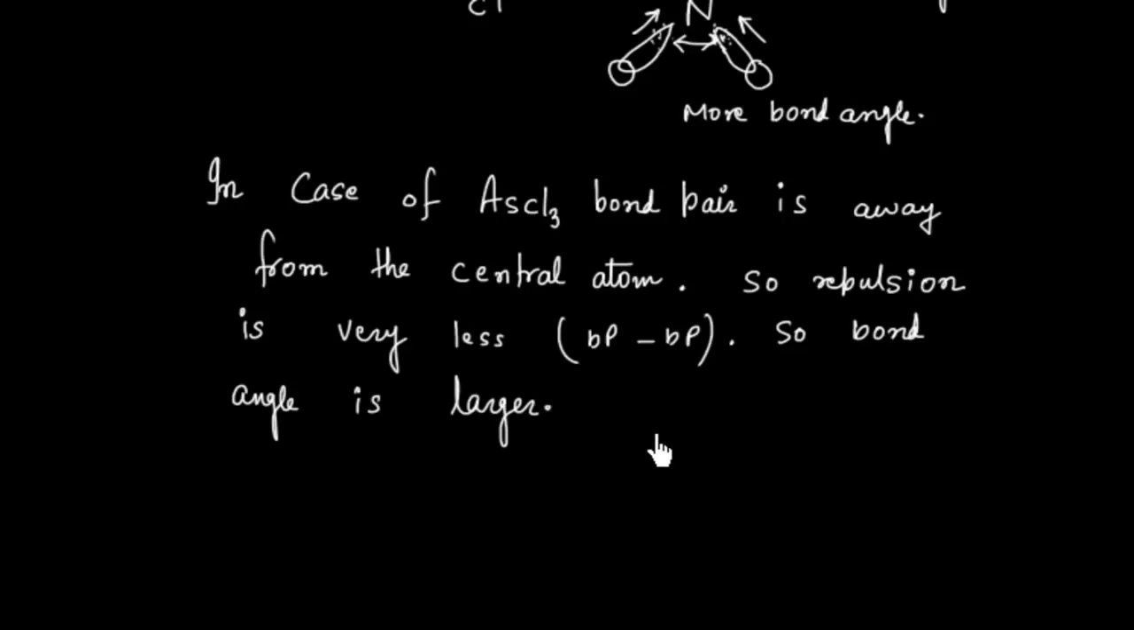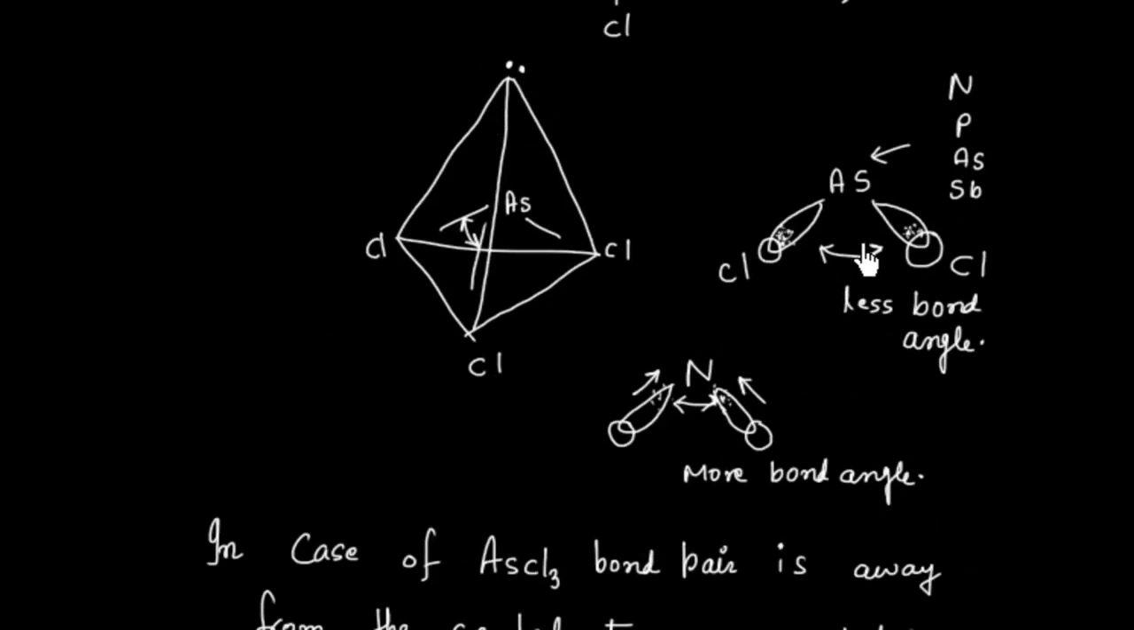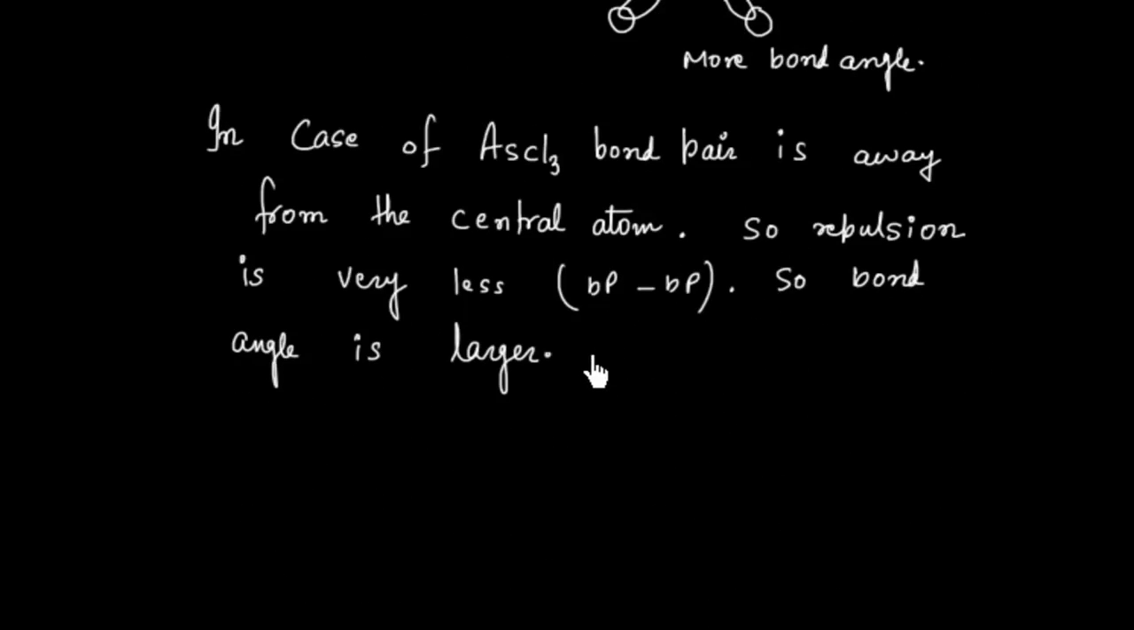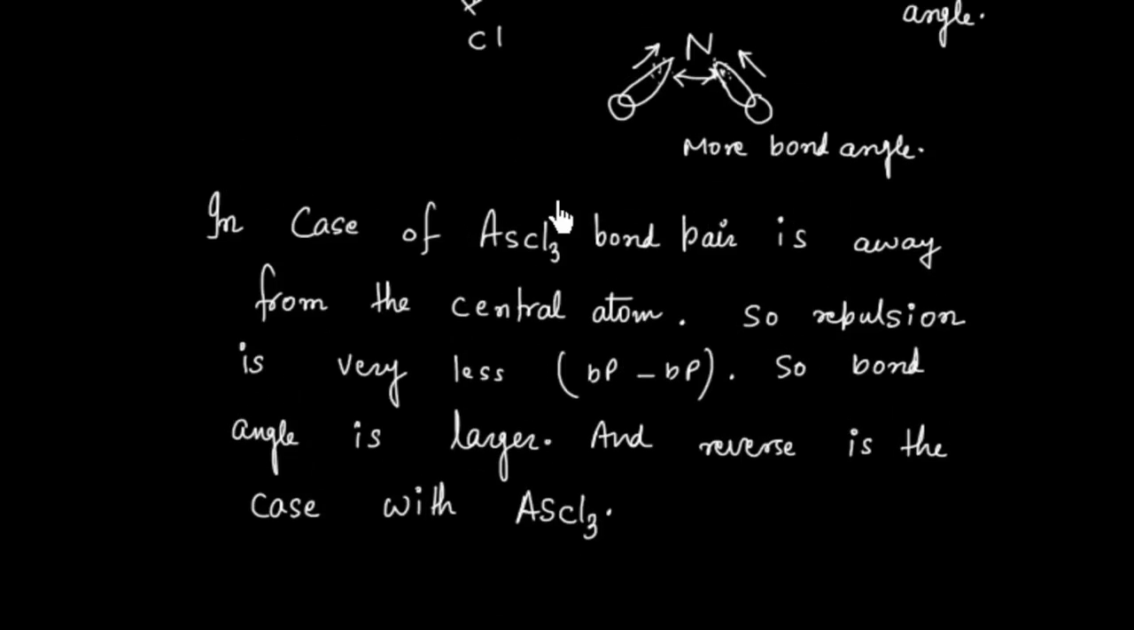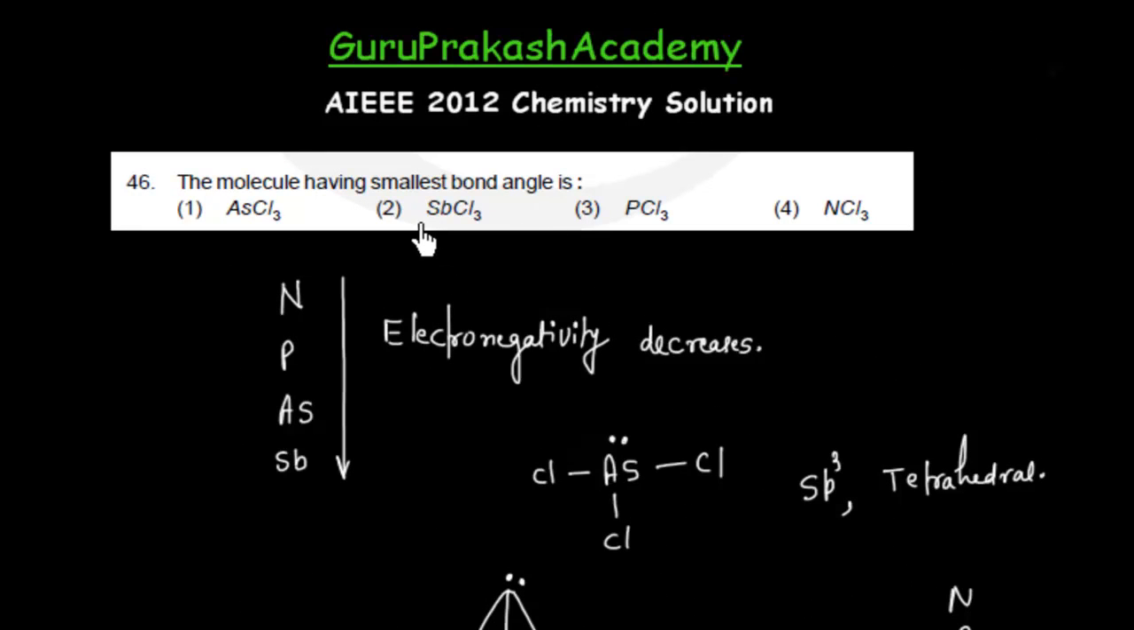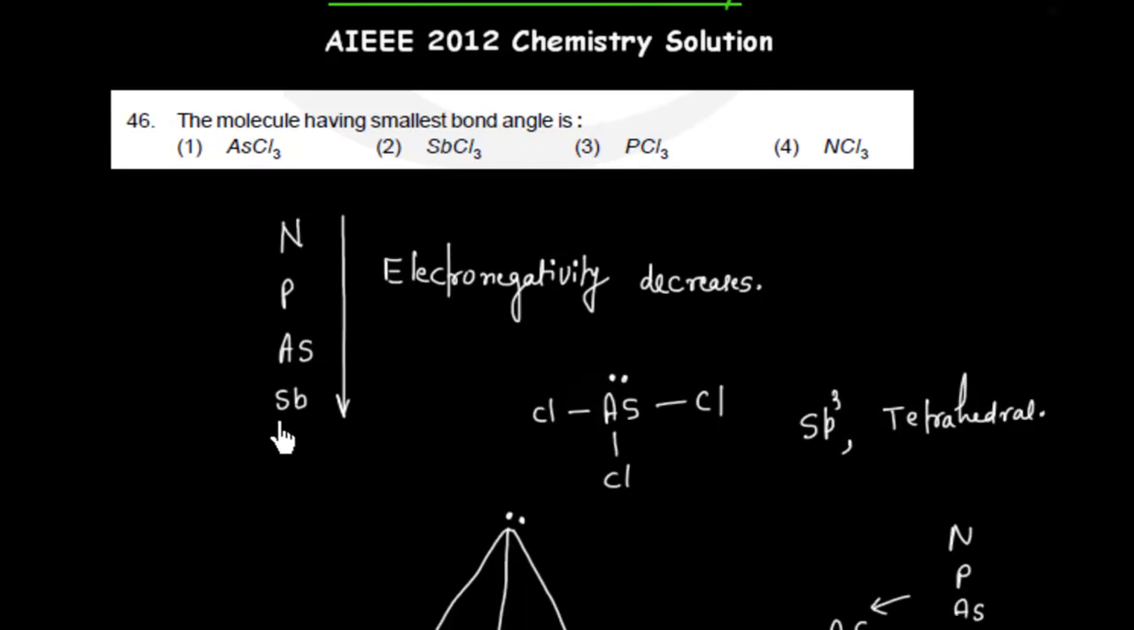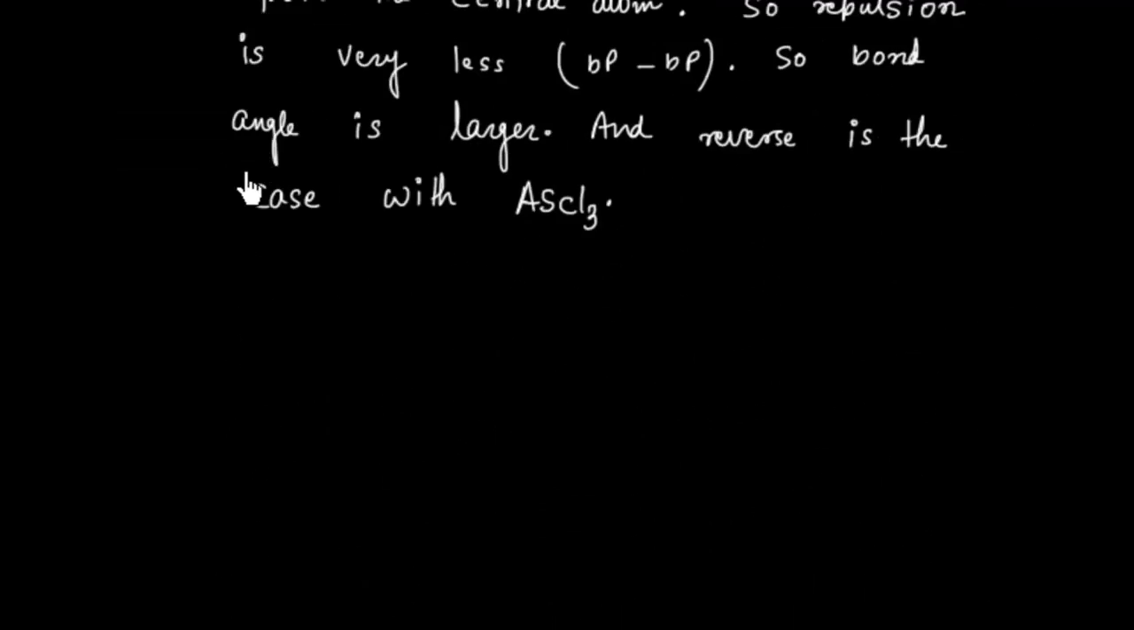And the reverse is the case with basically antimony. SbCl3 will have the smallest bond angle. So in this case the answer should be SbCl3, that is the lowest electronegative, which should have the smallest bond angle. That is option 2. So option 2 is the right answer.